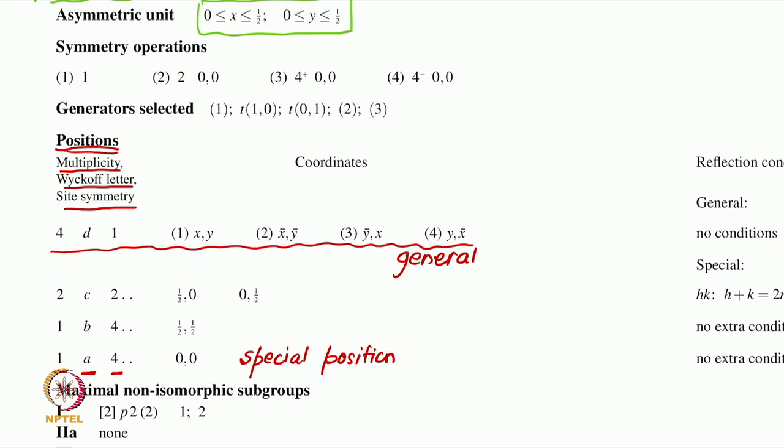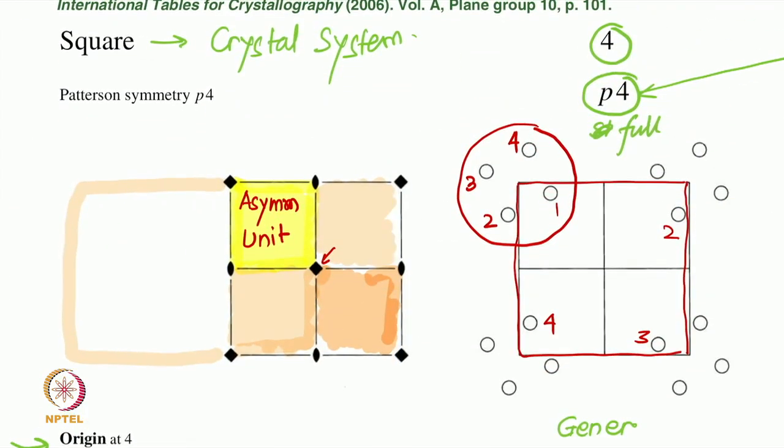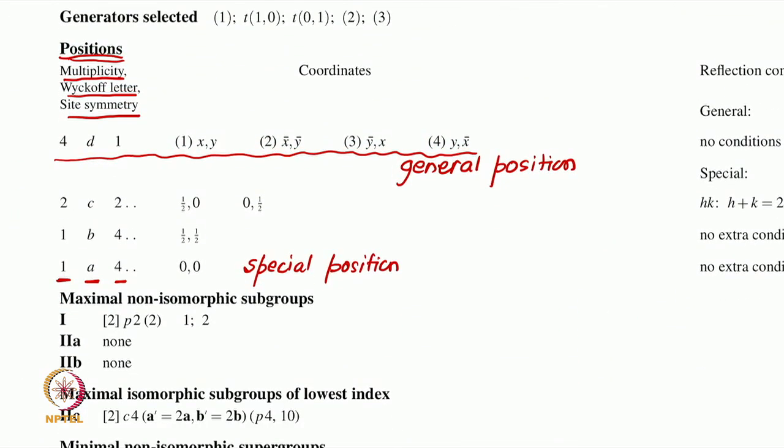Within the position section, those are the general positions. So four general positions, as we have seen, there are four general positions. So those are the four general positions given.